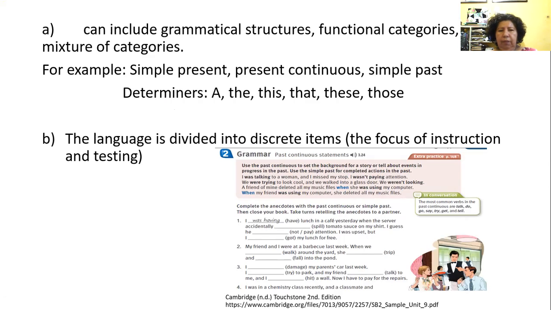The language is divided into discrete items, and these discrete items are the focus of instruction and testing. For example, in the past continuous, after the grammatical structure, we can first present only the affirmative, and then only the negative, and then the questions, and other elements we need to teach, so that the students can understand them in a better way.